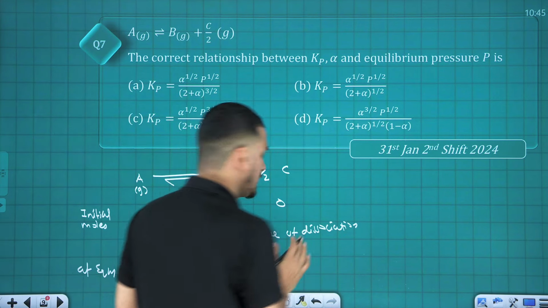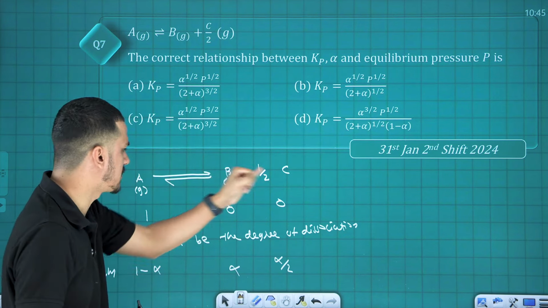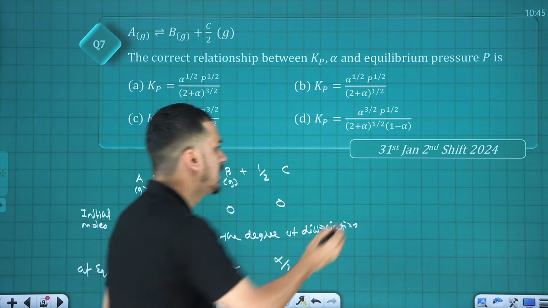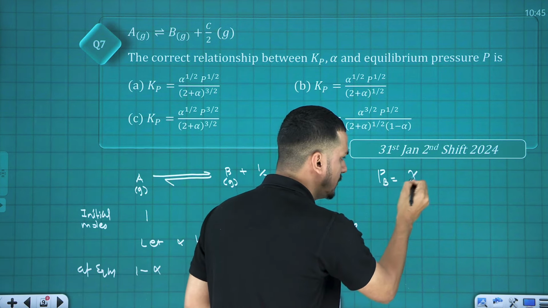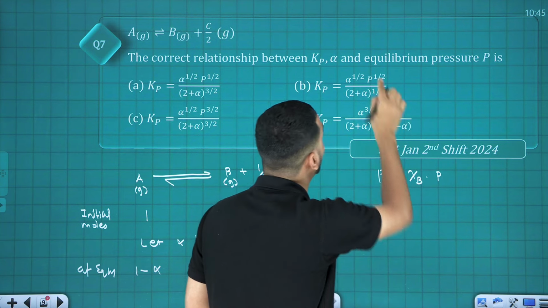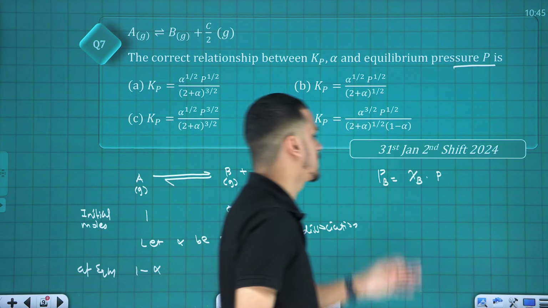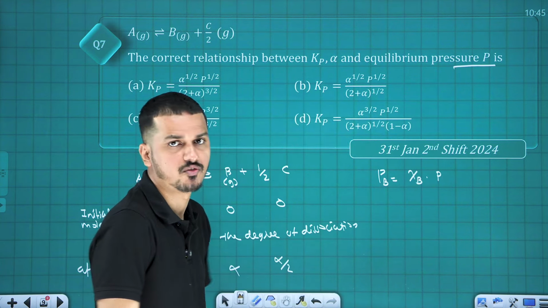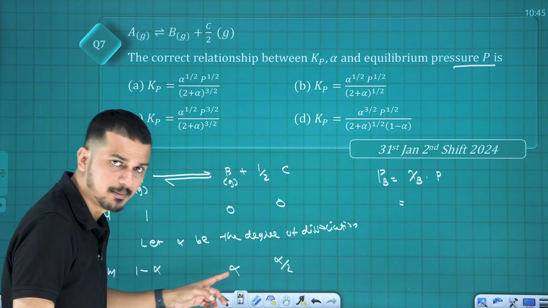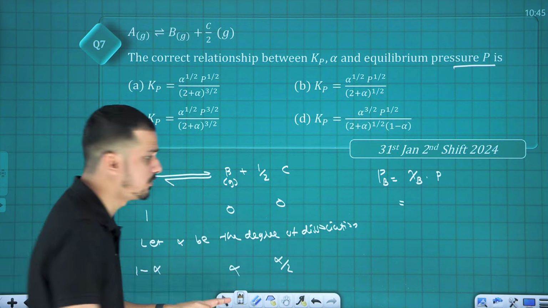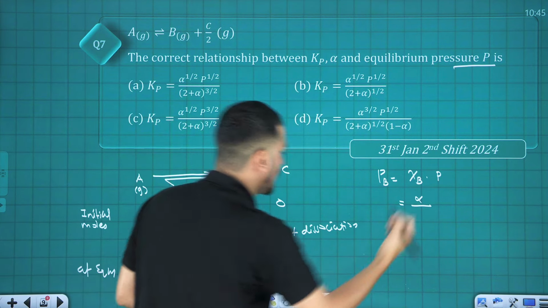To find Kp, I need the partial pressure of B, the partial pressure of C, and the partial pressure of A. How can I find the partial pressure of B? Partial pressure of B equals mole fraction of B into P total. The total pressure at equilibrium is given as P. How can I find the mole fraction of B? Mole fraction of B is its number of moles at equilibrium, alpha, divided by the total number of moles.